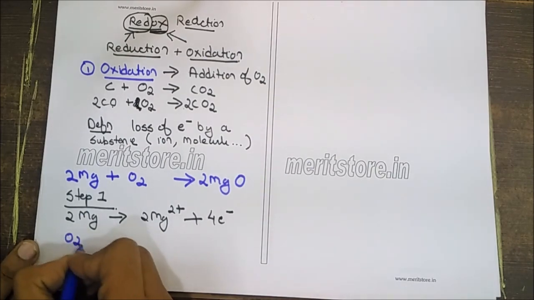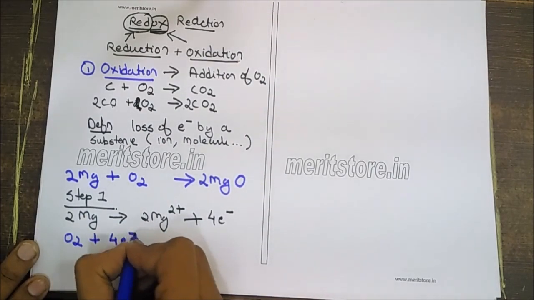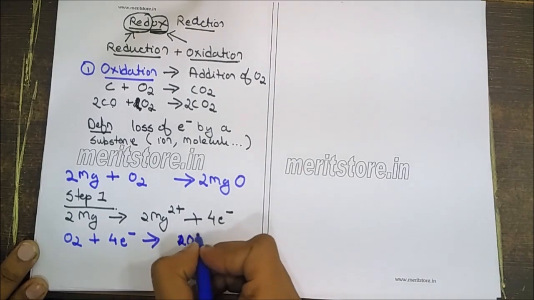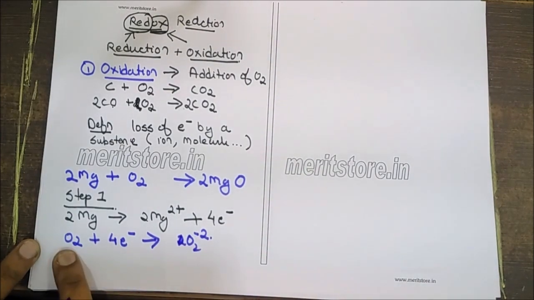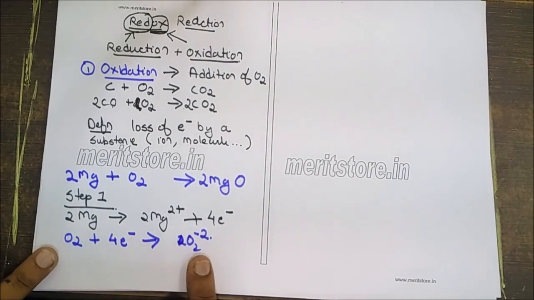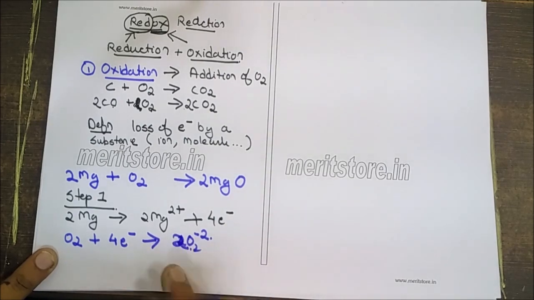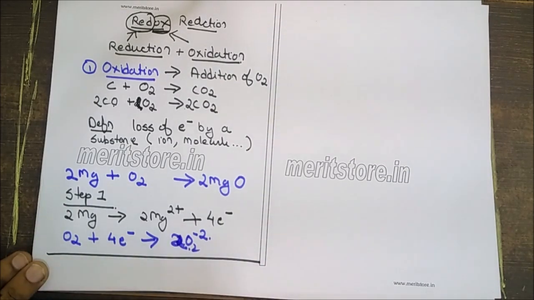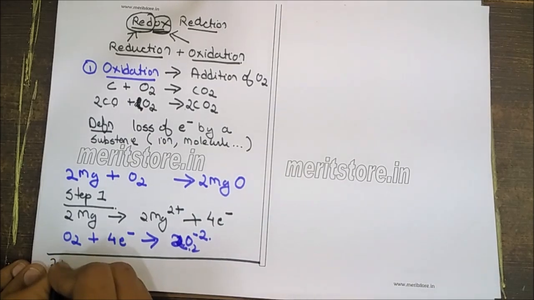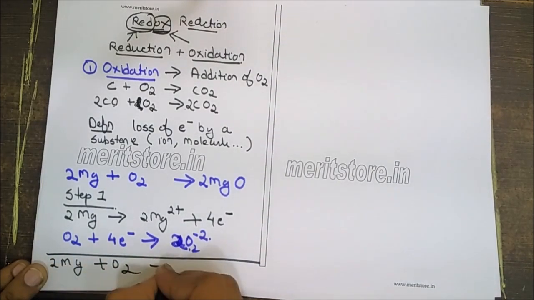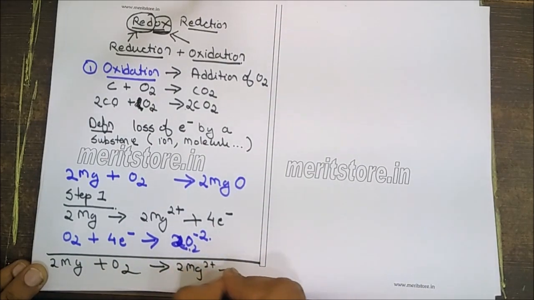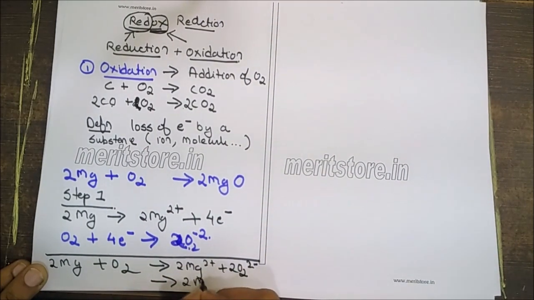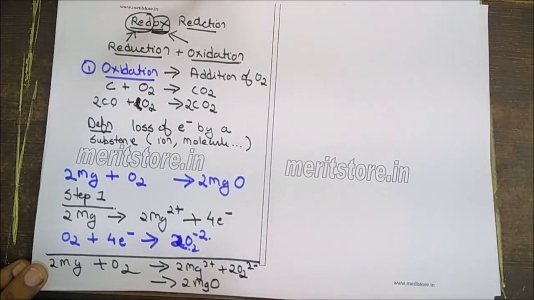Then oxygen will be accepting these 4 electrons. Each molecule of oxygen will be accepting 2 electrons, so O2 will be accepting 4 electrons. So this becomes 2O2-. Now if I want to make a net reaction, these 4 electrons will be cancelled from both sides, so I can write, this is going to form 2MgO. Alright.